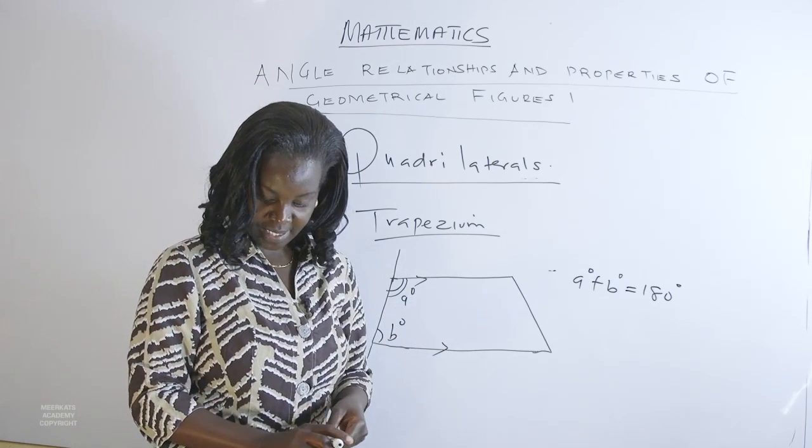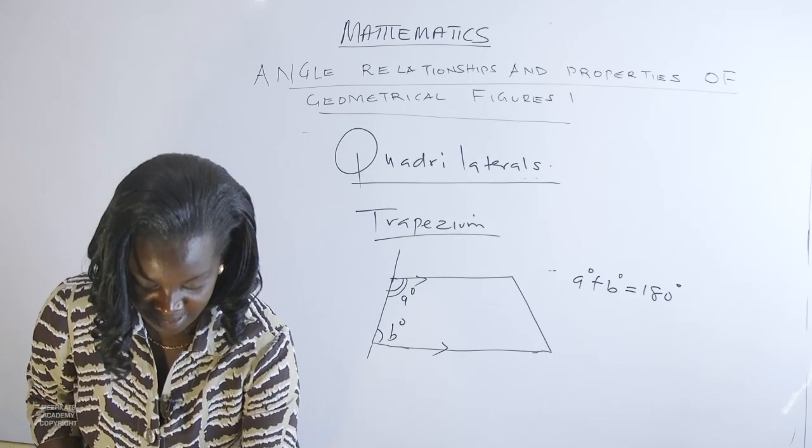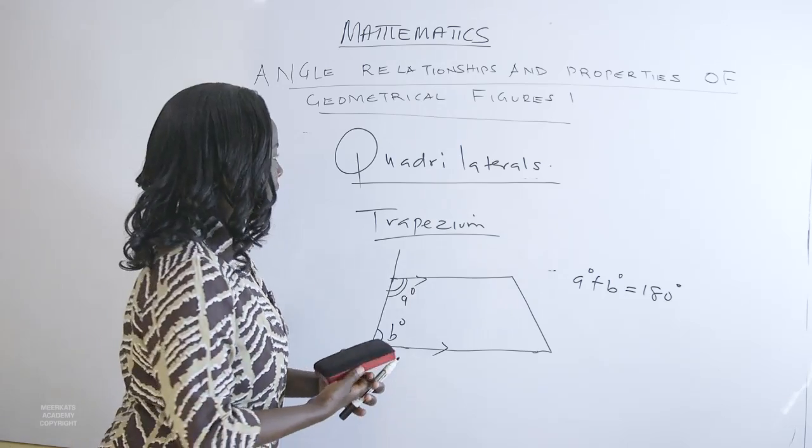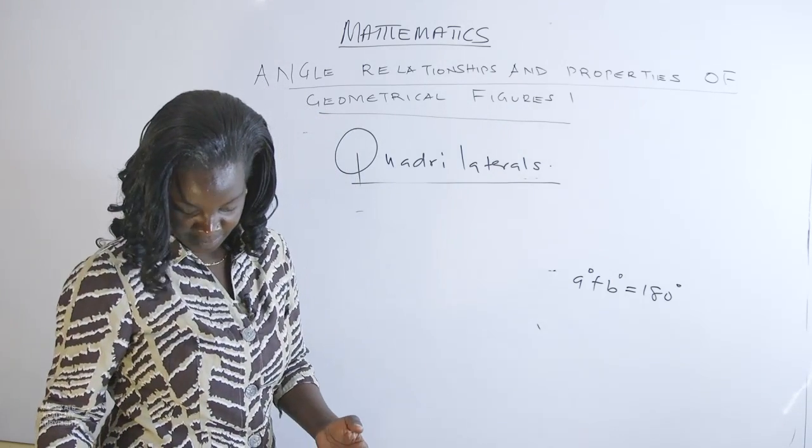So these are some of the properties of the quadrilaterals that we have. Let us now look at examples.